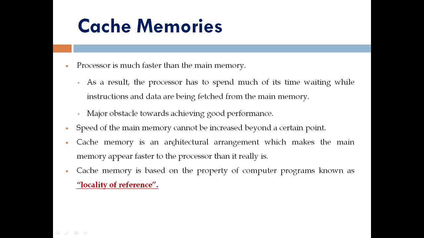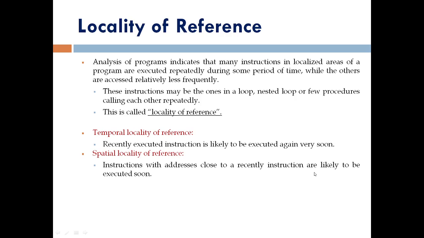So to overcome that, the cache memory is an architectural arrangement which makes the main memory appear faster to the processor than it really is. Cache memory is based on the property of computer programs known as locality of reference. So what is locality of reference?